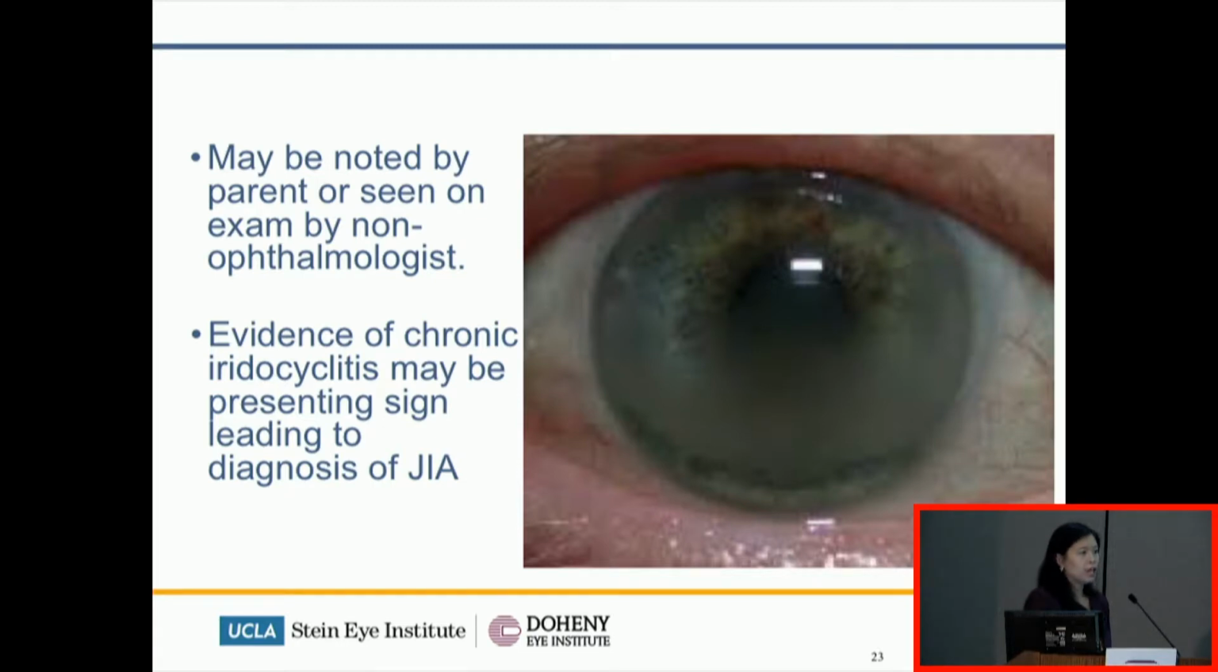So as an ophthalmologist, you might be referred this with a number of complaints, which might not be that they think the patient has uveitis. So please look carefully for other sequelae of chronic inflammation. Please look carefully for anterior chamber cells. This often can be the very first presenting symptom of JIA.